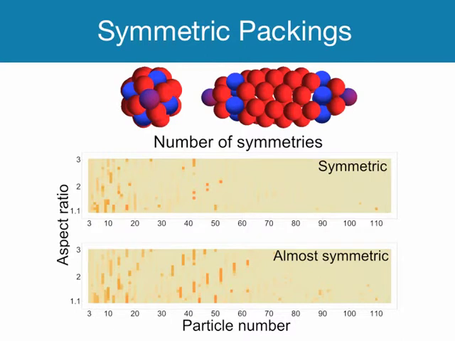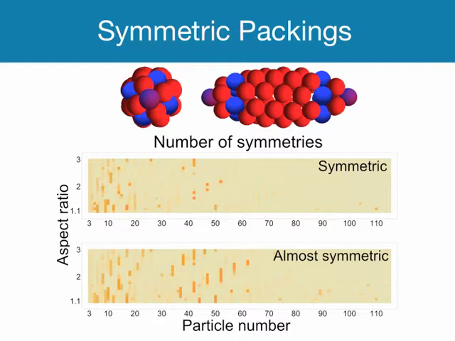And so finally, we're interested in looking for symmetric packings. So on spheres, you can find configurations that have icosahedral symmetry. And so we're interested in finding configurations on spheroids with different symmetries to maybe inspire the design of self-assembling configurations with these different symmetries. What I'm showing here is the number of symmetries that configurations have for varying aspect ratio and particle number.